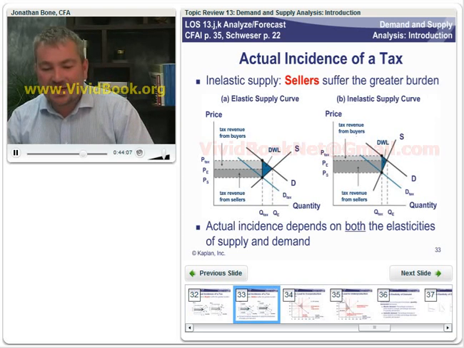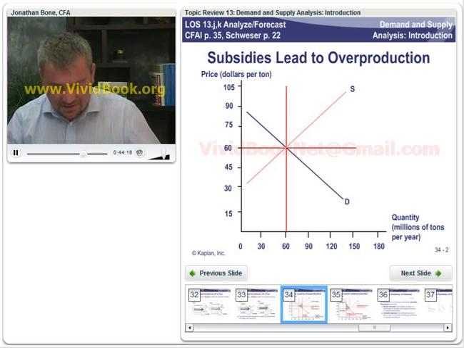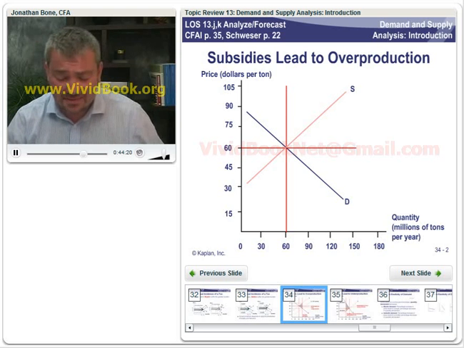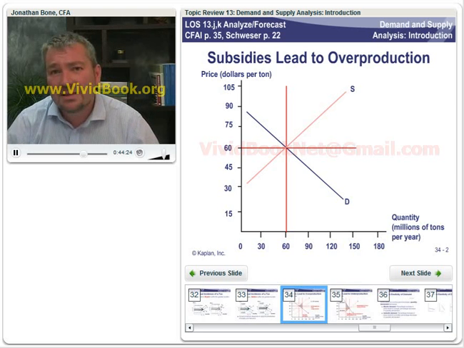Yes, actual incidence depends on both the elasticity of supply and demand. Indeed it does. It's all about the elasticity. Which kind of would mean you would think we'd put elasticity before that slide, but actually elasticity is covered in a later learning outcome. Now, we've seen this already.